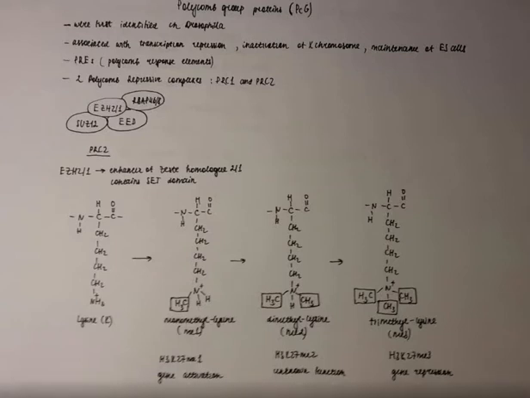Hello, in this video I will be talking about Polycomb group proteins. They were first identified in Drosophila as regulators of homeotic genes. Homeotic genes are genes that regulate the development of anatomical structures in various organisms, including insects, plants, and mammals. Polycomb group proteins are associated with transcription repression.